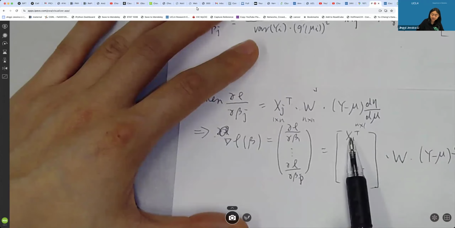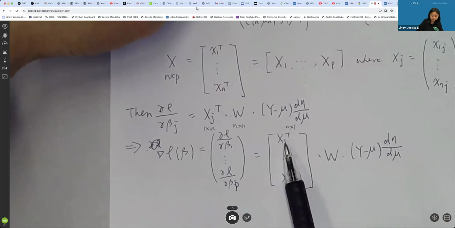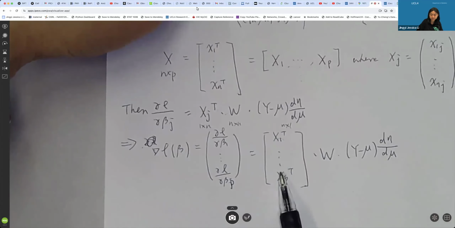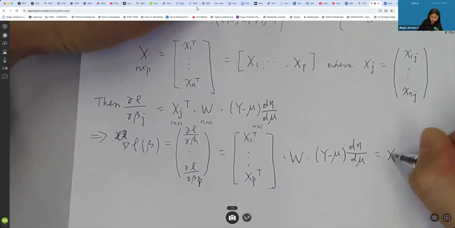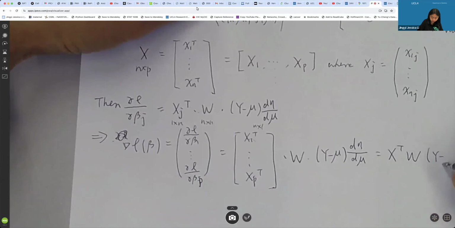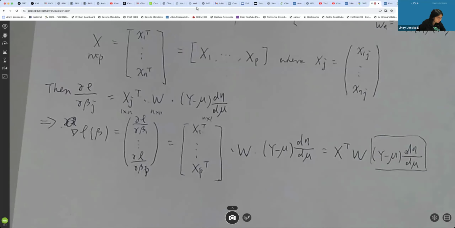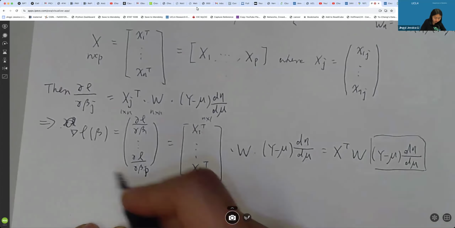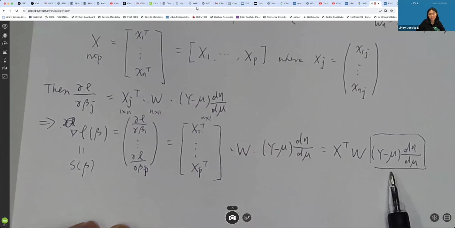Okay, then what is this? Recall that I said the design matrix is x1 to xp. Now I'm having x1 transpose to xp transpose stacked by row. This is exactly X transpose, right? So I get X transpose W, y minus mu, d eta d mu. And don't forget, the last term is its own thing. That's it. Okay, that's my score function. This is my score function, the score function at beta. And we have a very simple matrix form. Any questions?